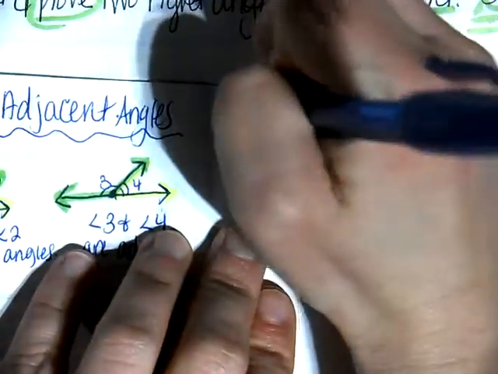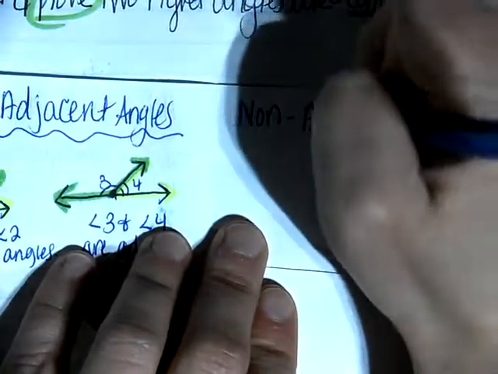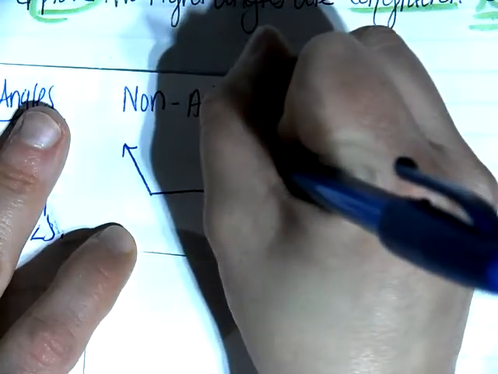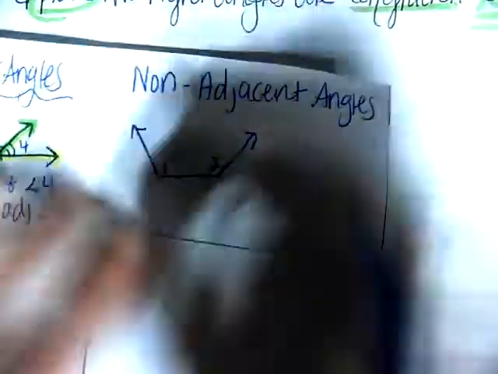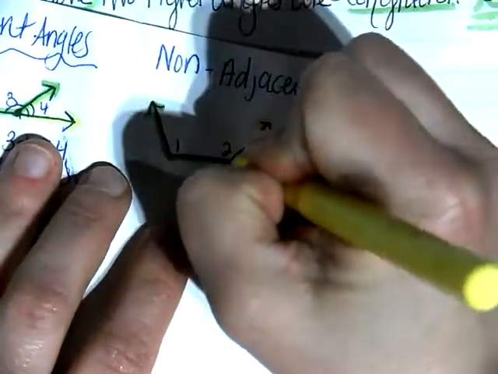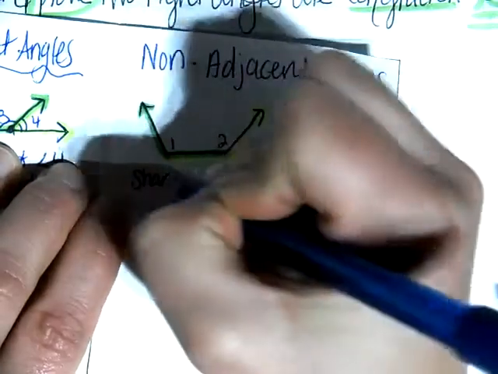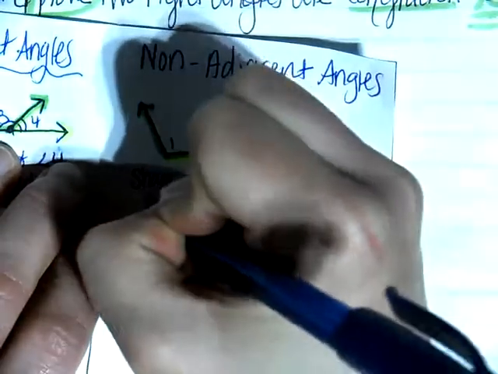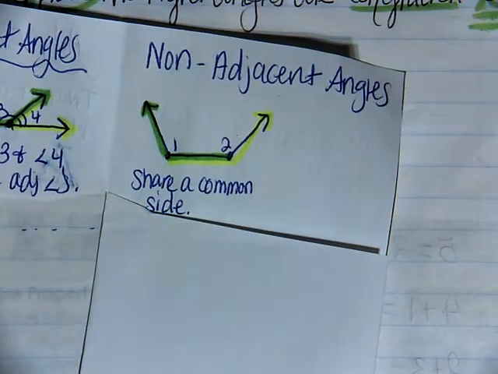Non-adjacent is another way of saying not adjacent. These are the ones that you have to be very careful of. Non-adjacent angles look like this. We'll call this angle one and angle two. Angle one is located right here, and angle two is located right here. These are considered non-adjacent angles, and that's because the only thing that they share is a common side. But they don't share a common corner. They don't share a common vertex. They each have their own vertex. So therefore, these two angles are not considered adjacent angles.